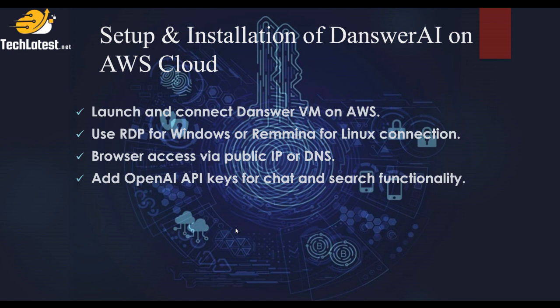We will also show you browser access via public IP or DNS. We will show you what a public IP is, and what DNS is. You can directly access the Dancer UI via browser through the public IP. And we'll also show you how to add an OpenAI API key for chat and search functionality. This is one of the most important things in Dancer, the chat and search functionality. We'll talk about chat and search functionality in depth in another lecture.